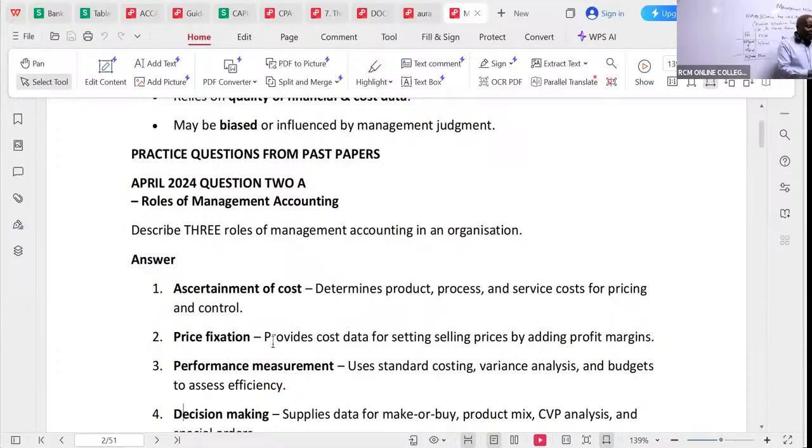Ya kwanza ni gani? Cost ascertainment. Number 2, tuko na planning. Number 3, tuko na controlling.